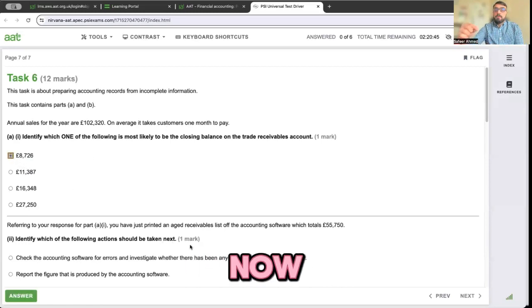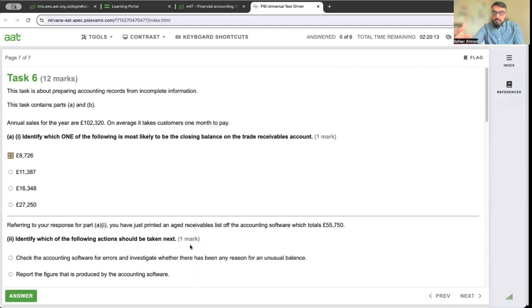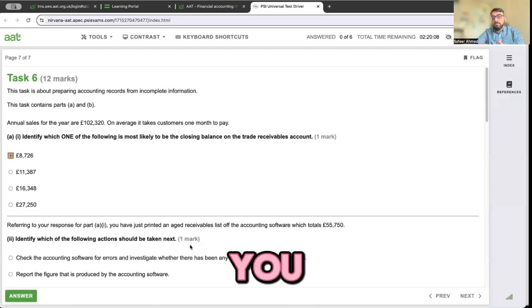Now, please be mindful, if they give you weekly amounts, let's suppose it takes 6 weeks to get the money, it means that at the year end, 6 weeks' worth of sales will be outstanding. In that case, you need to divide by the number of weeks in a year, which is 52, and then multiply by 6 weeks. So please be mindful whether they're giving you monthly figures, or asking what is outstanding in terms of weeks. If it is in terms of weeks, divide by 52.